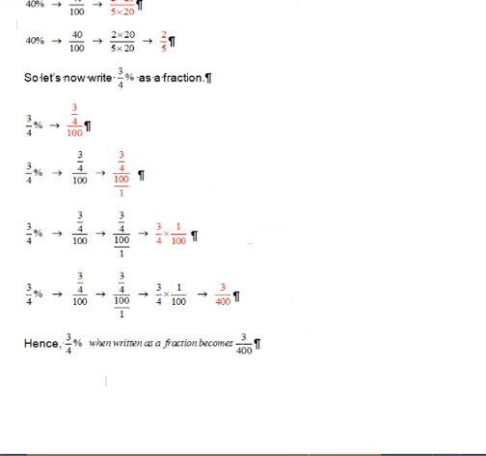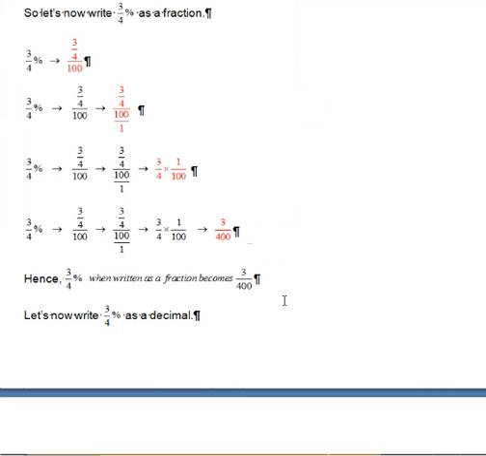The next part of this problem asks us to convert 3/4% and write it as a decimal. So in order to do this, what we're going to do is write 3/4 as 0.75. So 3/4% in an equivalent form would be written as 0.75%. So now we clearly have a decimal percent that we want to write as a decimal.